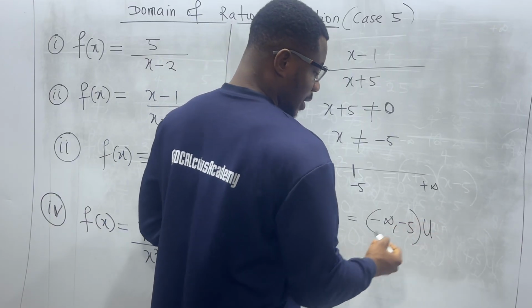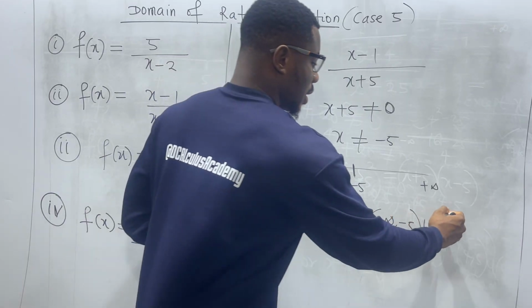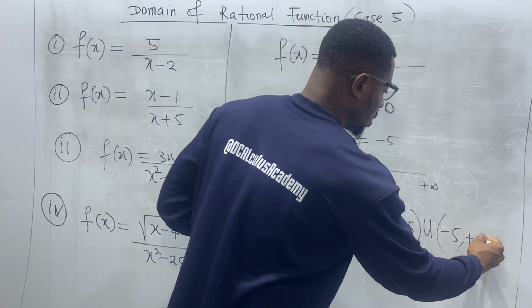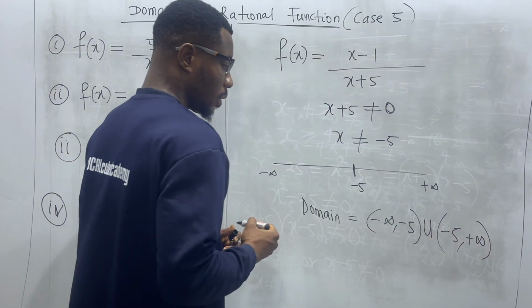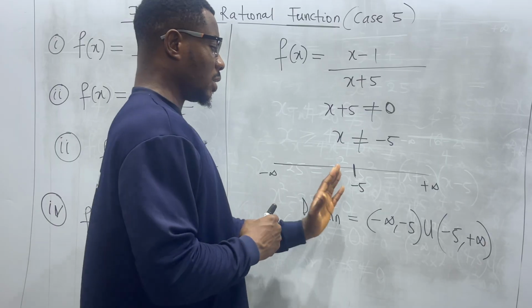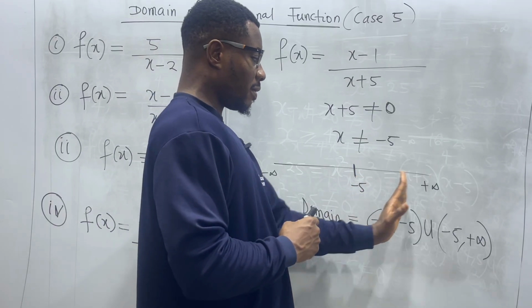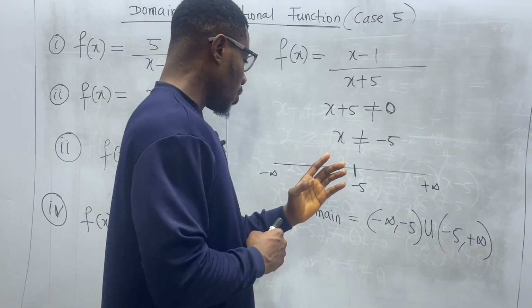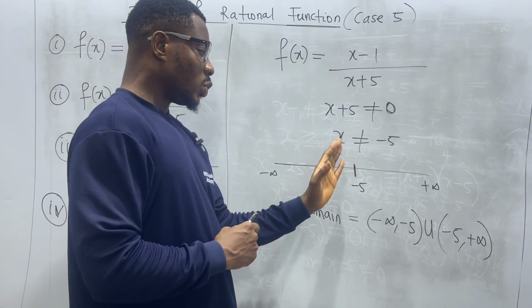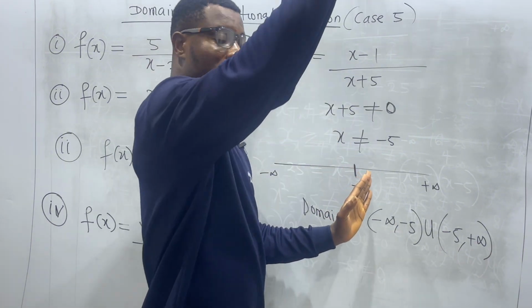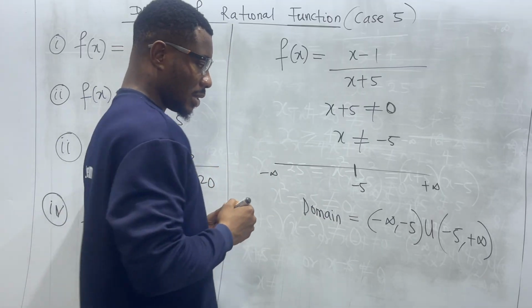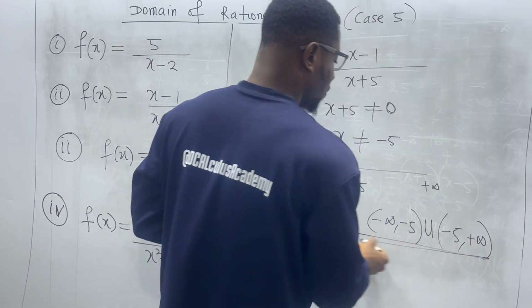And that was what we mean by union. It can also be between minus 5 and positive infinity. So this is the domain. The domain can be between minus 5 and positive infinity, that is, bigger than minus 5, or between minus 5 and negative infinity, lesser than minus 5. This is the domain of the function.